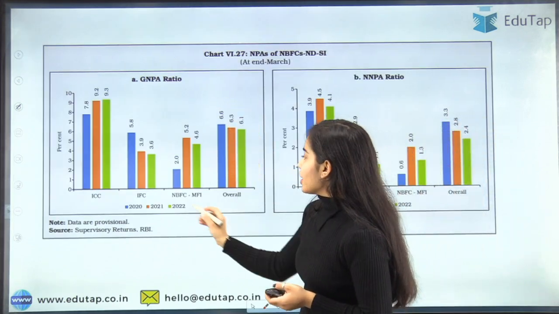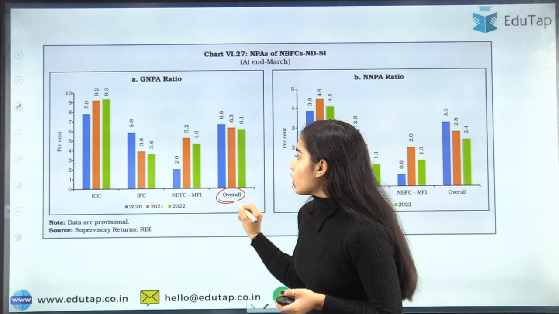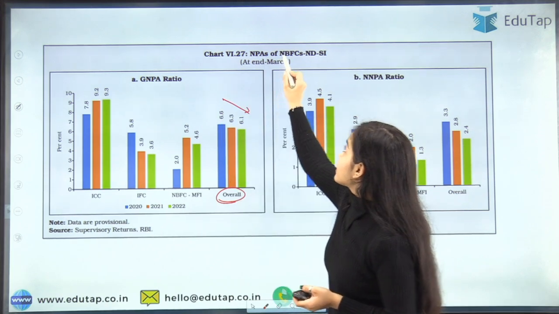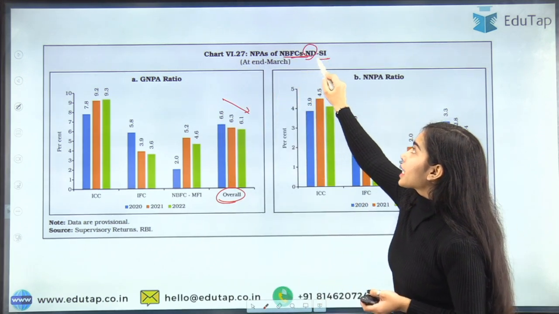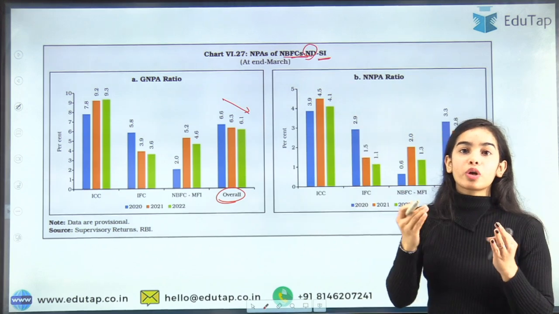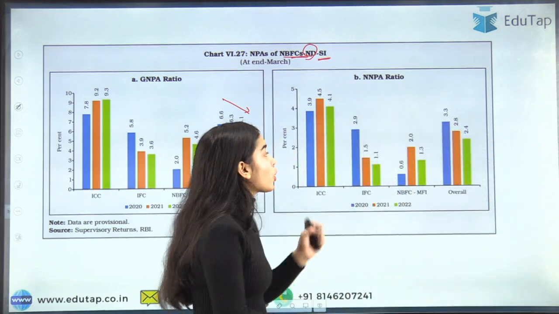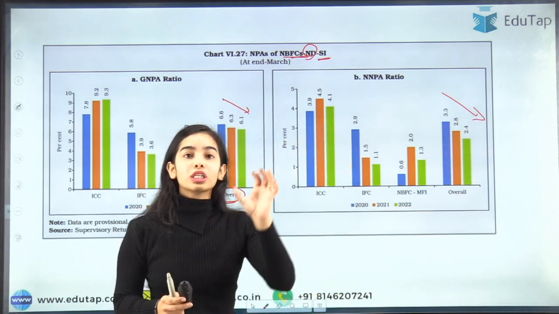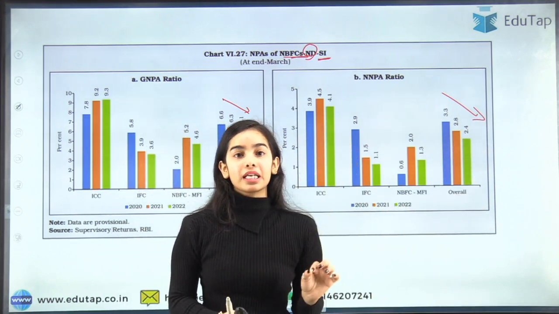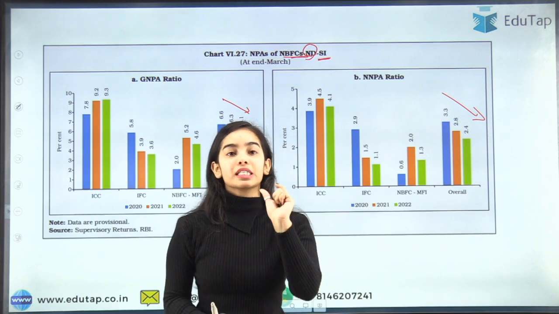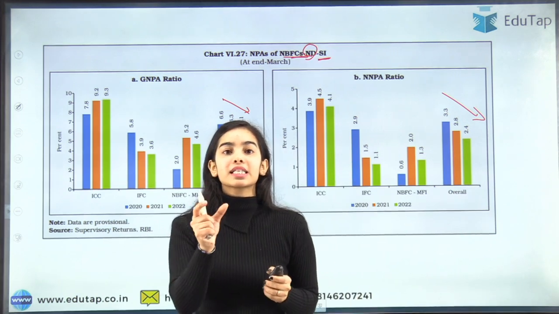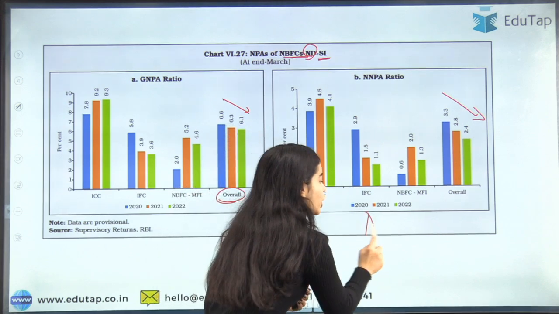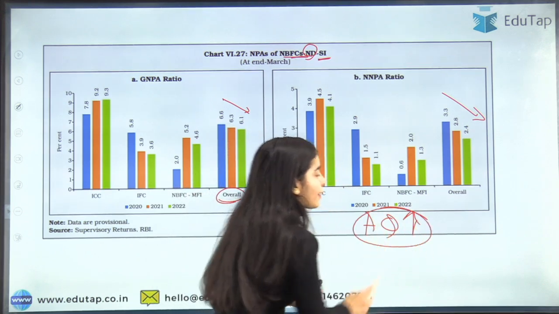Here you can see that for the non-deposit taking NBFCs that are systemically important, their gross non-performing assets have also decreased and their net non-performing assets have also decreased. So you have to remember that for the systemically important NBFCs, the deposit-taking NBFCs and the non-deposit taking NBFCs that are systemically important, their asset quality has improved.